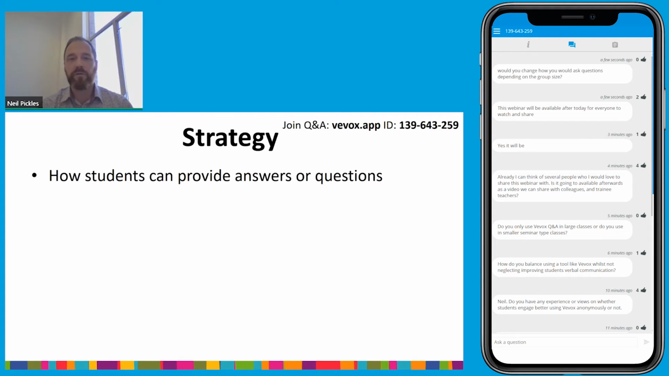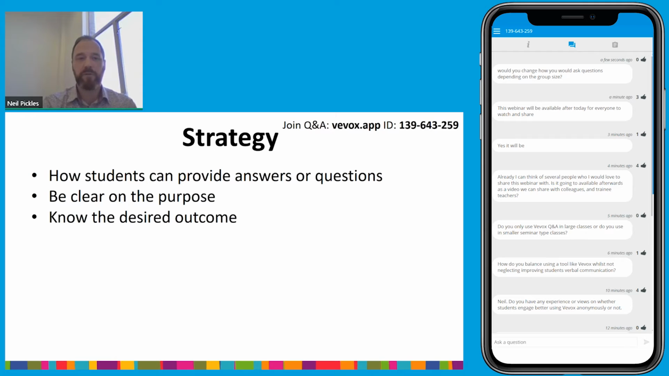And there's a number of ways to do this. And there are benefits to that approach, but it doesn't mean that you would necessarily want to use something like this app for all questions and answers. You have to be clear about why you're trying to do what you're doing. Be clear on the purpose, that has to link to your strategy, and know the desired outcome.